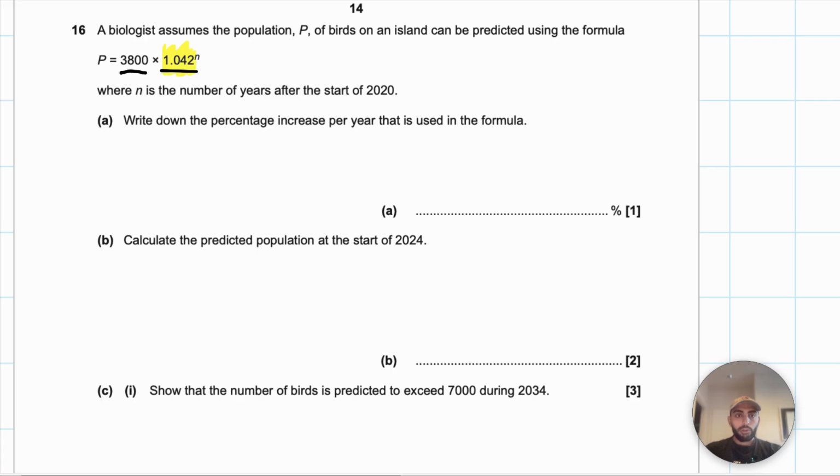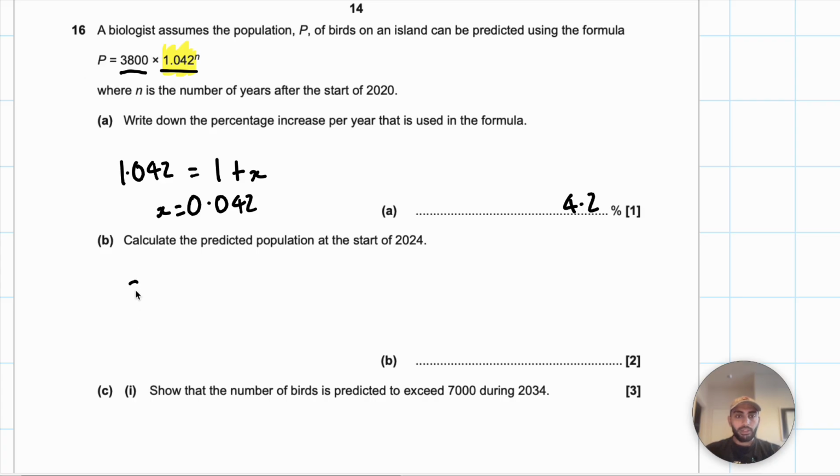This 1.042 is my decimal multiplier. So I have 1.042 as what I'm multiplying by every time. That's an increase. So I started this off by doing 1 add something, which gave me that. So that x would be equal to 0.042. That's as a decimal, but we need to change it to a percentage. So we multiply this by 100, which would become 4.2%. Part B, calculate predicted population at the start of 2024.